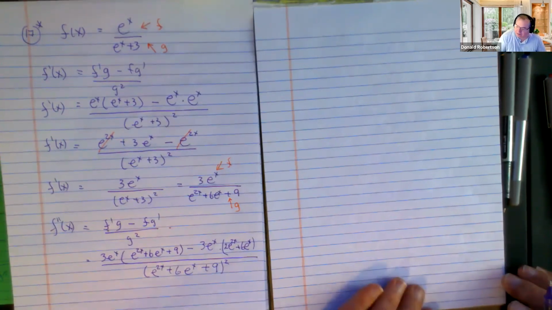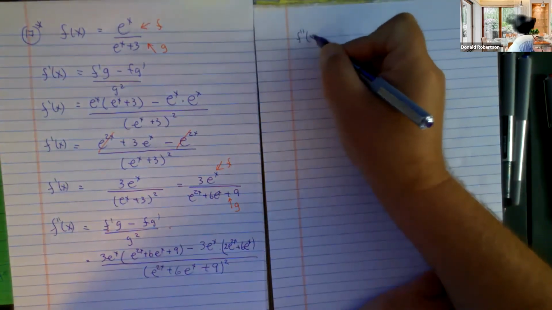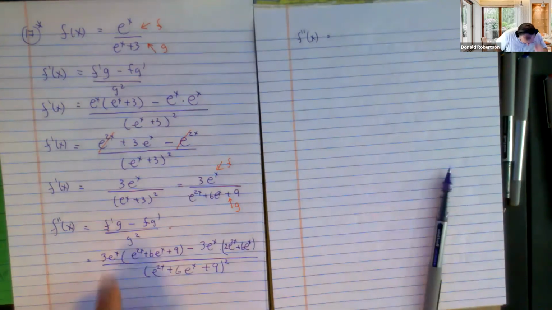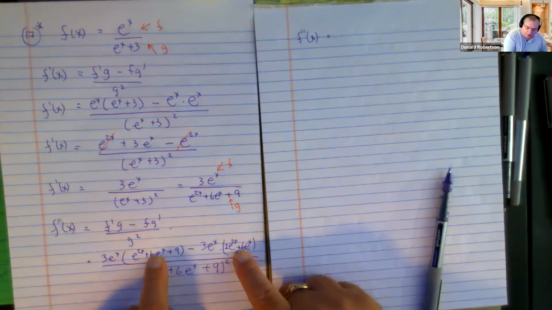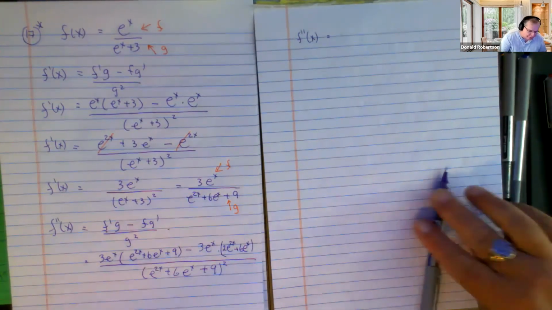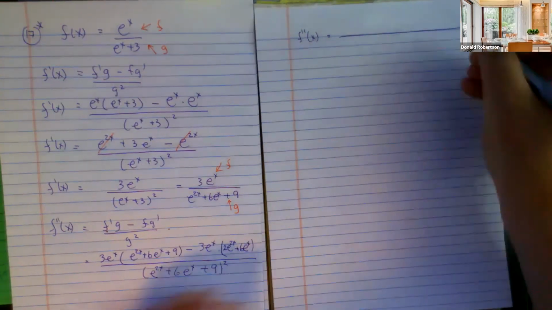Yep, it was ugly. Let's see if we can do some style points on it. I could do it two different ways. I could pull out a common factor, then combine them. Or I could distribute them and then combine them. I don't know which one's going to be easier. So I'm just going to distribute.